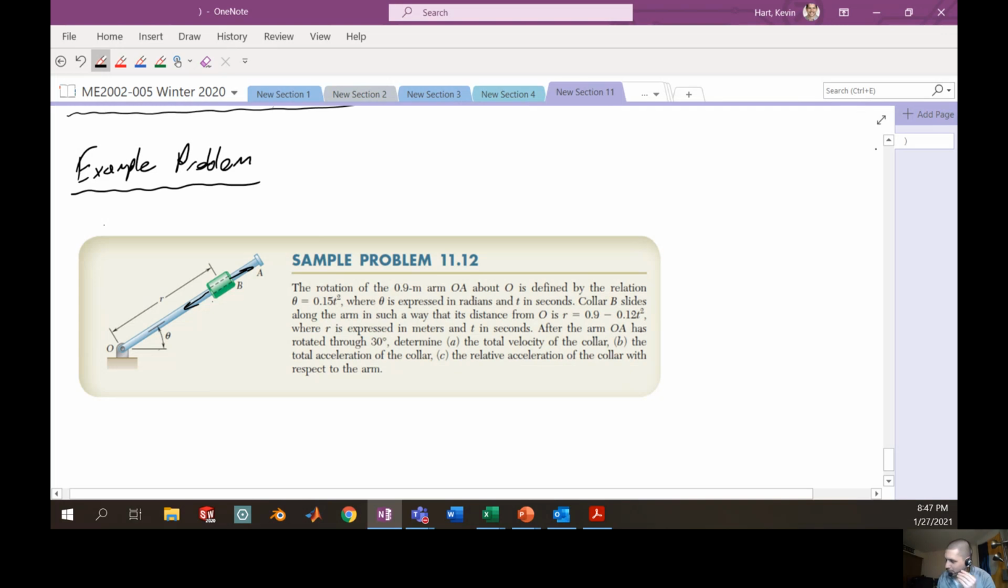We want to know, after this arm has rotated through 30 degrees, the total velocity of the collar, the total acceleration of the collar, and the relative acceleration of the collar with respect to the arm. Interesting.